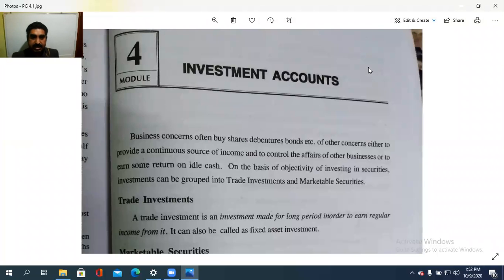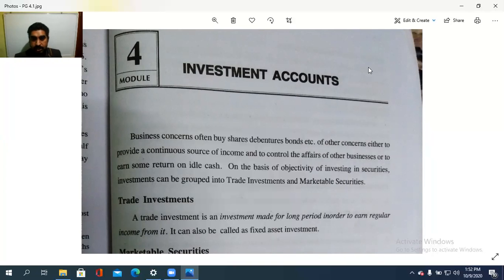So business concerns buy shares, debentures, bonds, etc. of other concerns either to provide a continuous source of income and to control the affairs of other businesses or to earn some return on idle cash. So movement of cash is there, isn't it? Movement of cash is there through such investment.